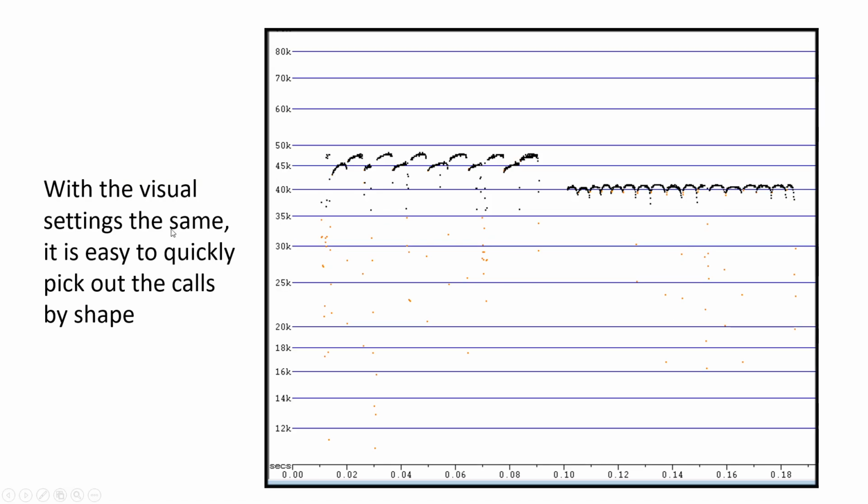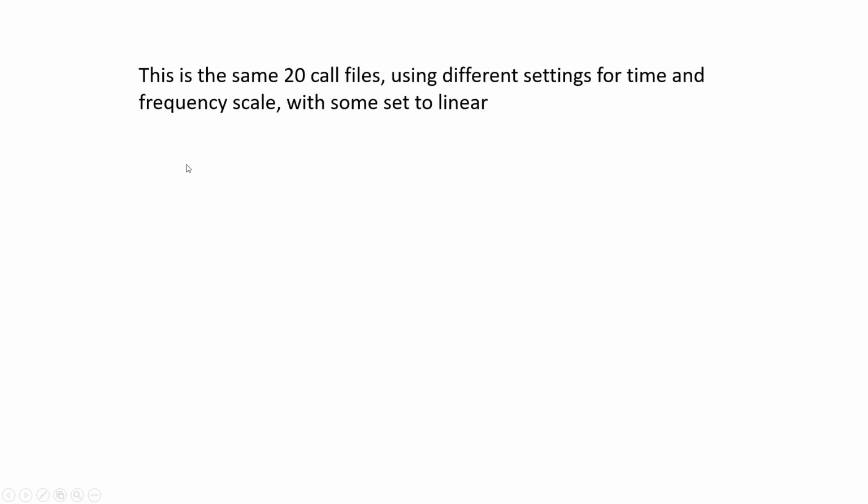So with the visual settings the same, it was real easy to pick out these call shapes. They're always exactly in the same place. The call shapes are automatically the same shape all the way along. So here we have our Sarcopteryx, here we have our Centronectrus.